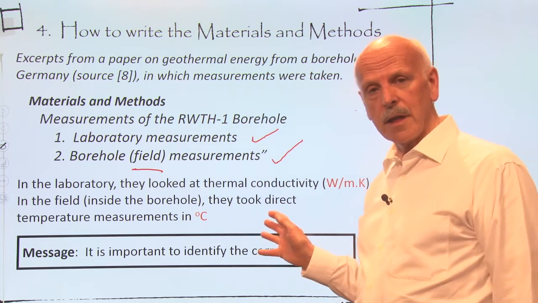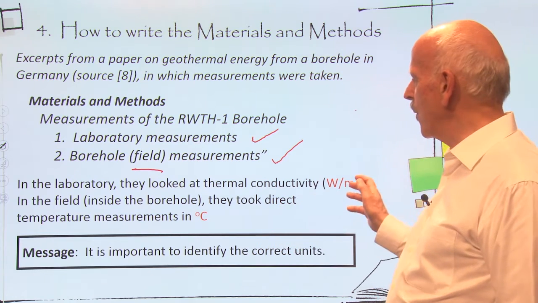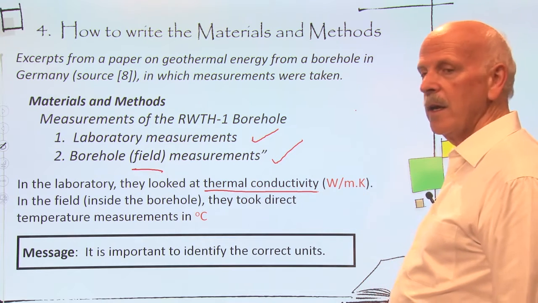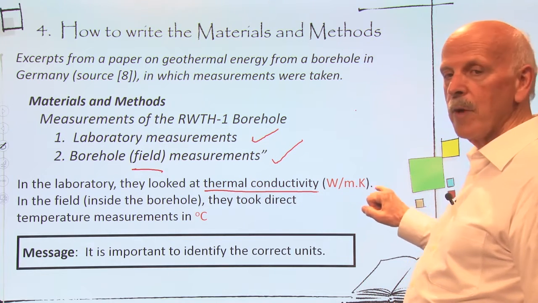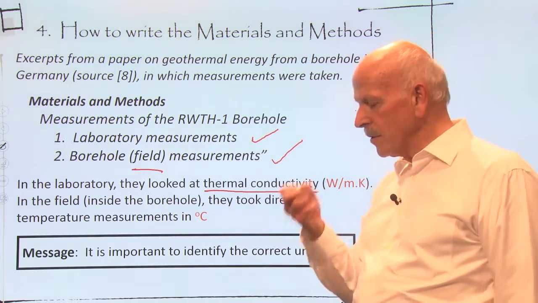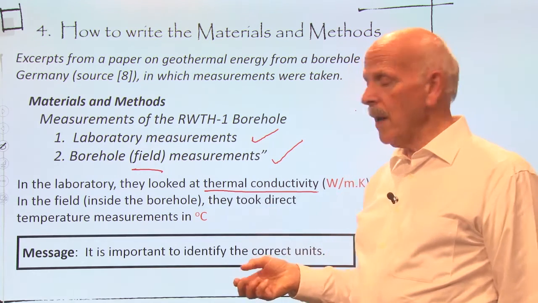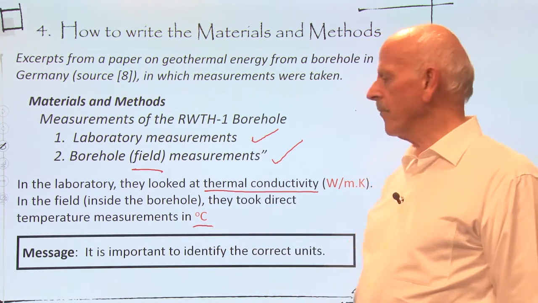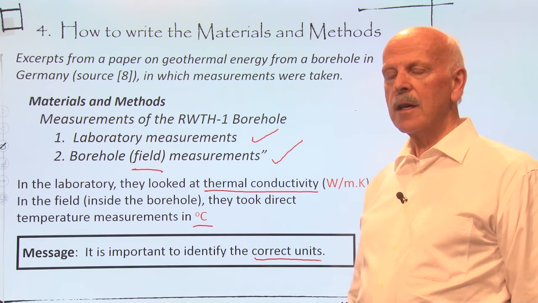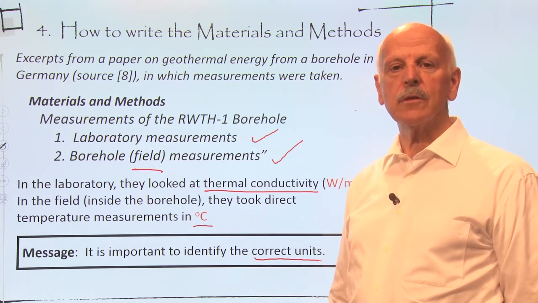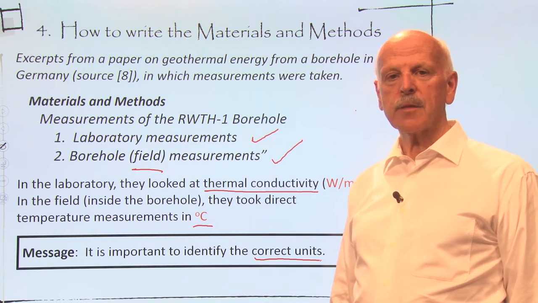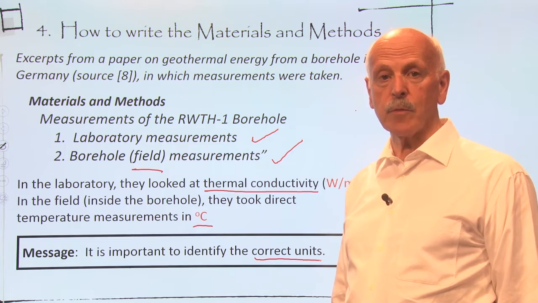Let's look at the way in which they did this. The first part tells us that in the laboratory they measured thermal conductivity, in these units, watts divided by meters times degrees Kelvin. In the field they took direct measurements in the borehole, and they were in degrees Celsius. So it's important to identify the correct units you're using and describe the measurements that you took and the procedures. Part of their paper involved explaining how the laboratory and field measurements were done.